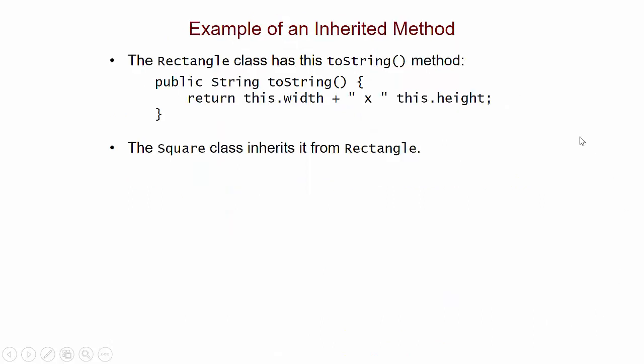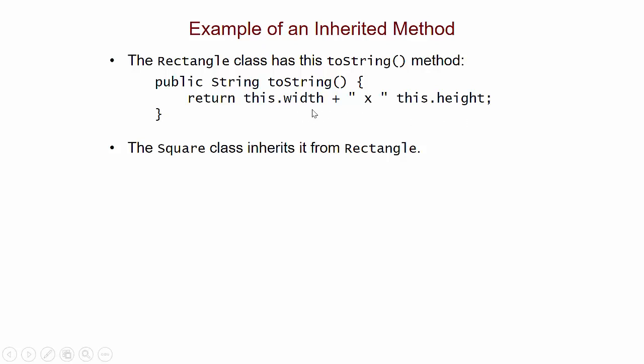Okay, now here's an example of a method that was in our rectangle class. This was not in the previous video, but it's one that we looked at in lecture. It's a toString method, and it returns a string that's going to be used whenever we print a rectangle object.